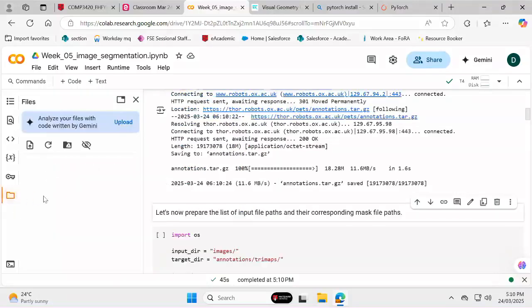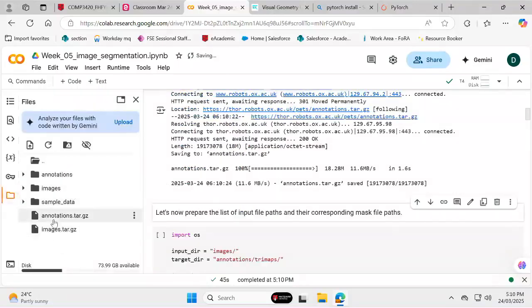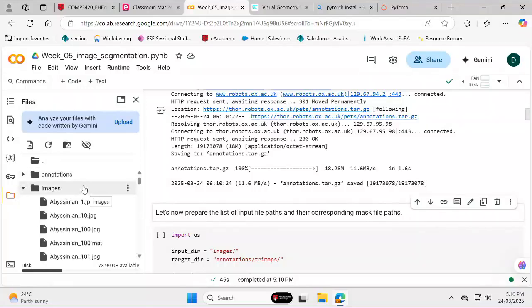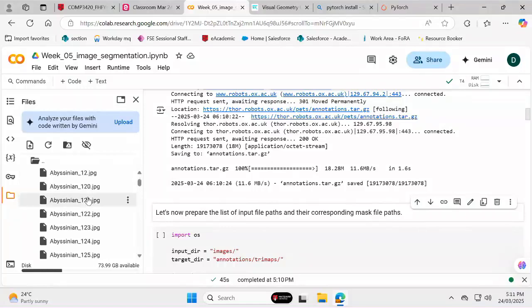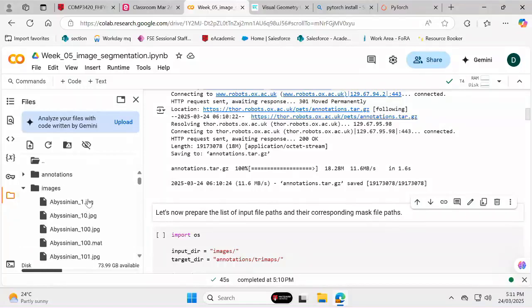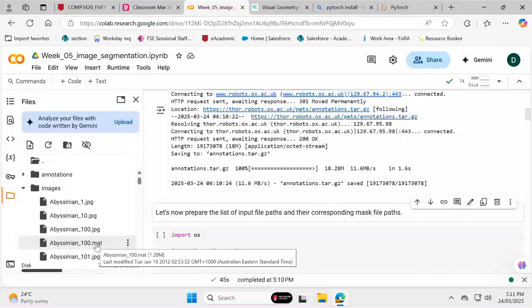So let's see what we have. We have the downloaded files, and then you have the images. These are all the images here. I realize there is this MAT file, interesting.